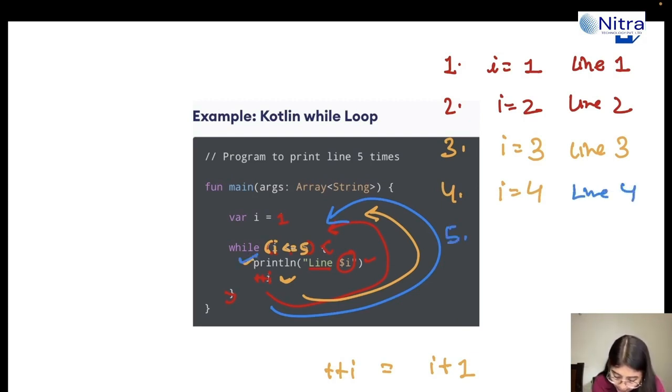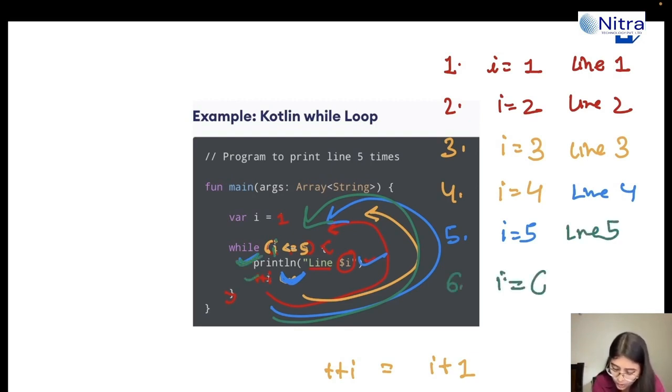Okay, and after executing this, I'll increment the value of I, which will now be equal to 5, and again I will come here and I will check is 5 less than or equal to 5. Obviously it is equal, so I'll come and execute this line. So it will be line 5 and then plus plus I. So now the value of I is equal to 6. I'll again check is 6 less than or equal to 5. No, the condition is now not true.